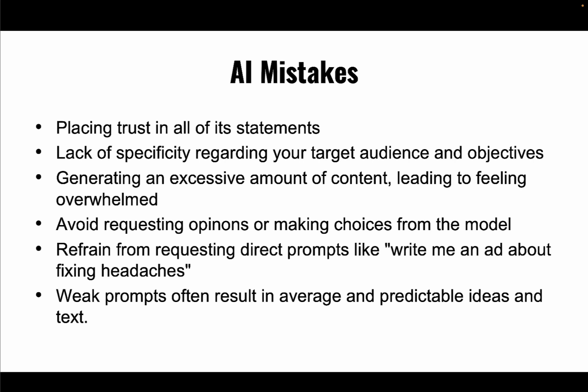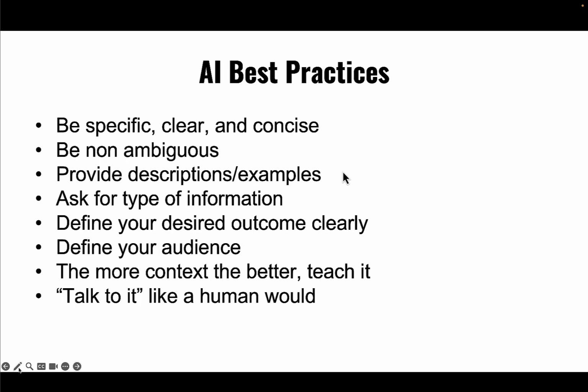If you're not specific, if you're very vague and ambiguous, it's not really going to give you good output. So the best practice is, again, be specific, clear, concise, non-ambiguous, and provide descriptions and examples. Ask for a type of information, define your desired outcome clearly, define your audience. The more context, the better. It won't write a really good ad, but you can actually teach it the framework, and I'll show you how I did that. Just talk to it like a human, and one of the things you can do is give it roles, and I'll show you what I did.